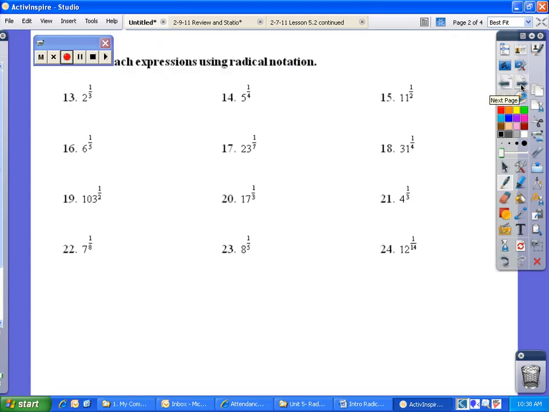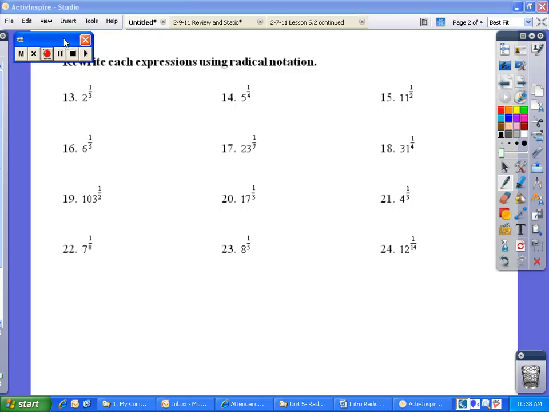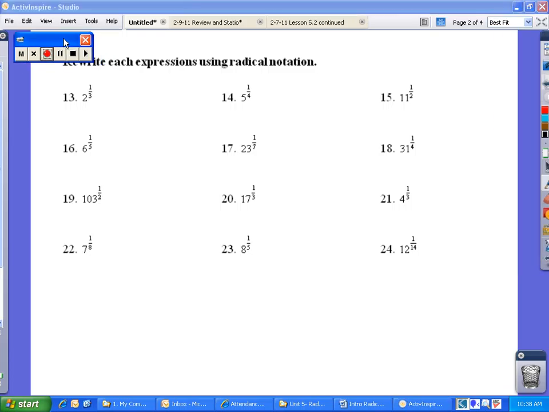On numbers 13 through 24, you needed to rewrite each expression using a radical symbol. And again, the radical notation is that symbol like we use for square root. So instead of 2 to the 1/3, remember that 3 is the root that you're taking. So you're going to put the 2 on the inside, and your 3 is going to indicate the 3rd root of 2.